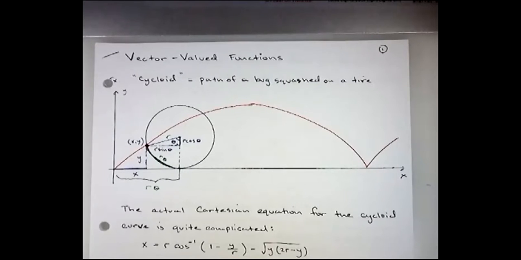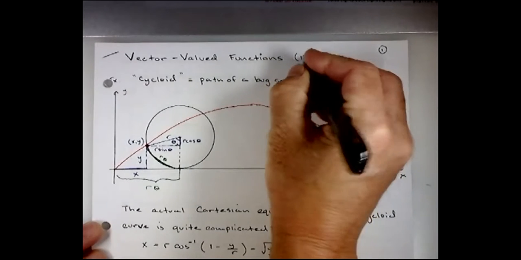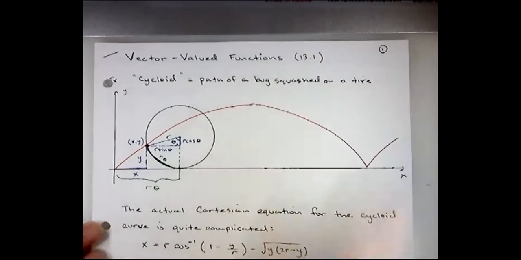All right, so we're going to talk about vector-valued functions. This is the first section in chapter 13. In 21C, typically we just cover 13.1 and 13.2 just to give you a sense of how vector functions work. And you're going to revisit this in 21D. You're going to spend a lot of time working with vector-valued functions.